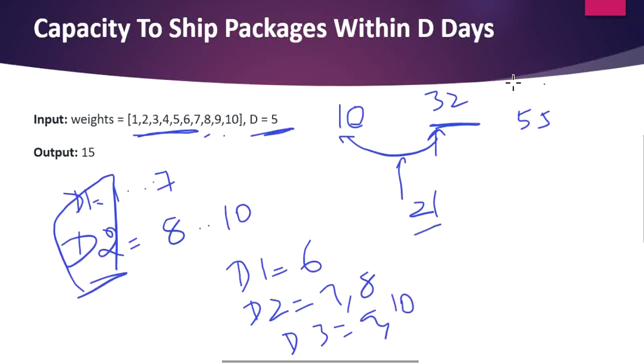In this case, this is also extra weight. So the limit again exists between 10 and 21. In this case, we are again going to determine our mid value. Our mid value is going to be 15.